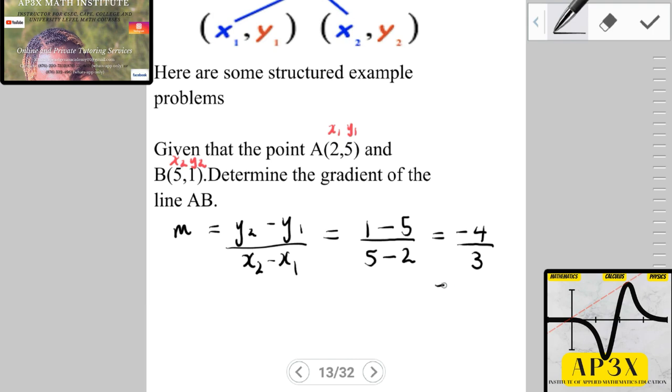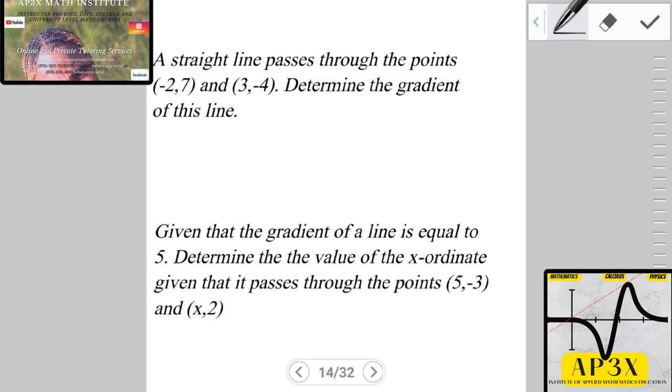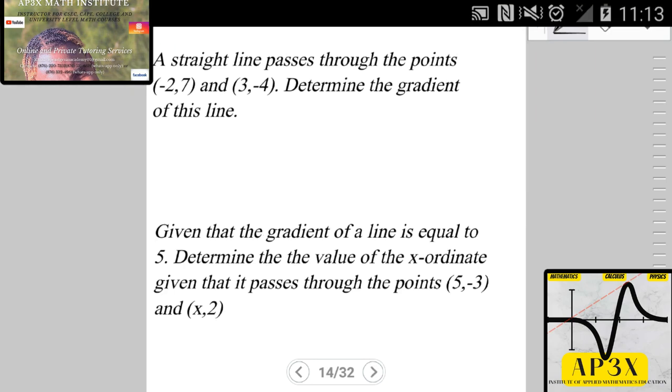Now, in the event that you wish to turn it into a decimal, that's going to be minus 1.33 recurring. Okay, but we typically don't use decimal places when it comes to coordinate geometry. So hopefully you guys got a hang of that. Let's move on to some more practice questions here.